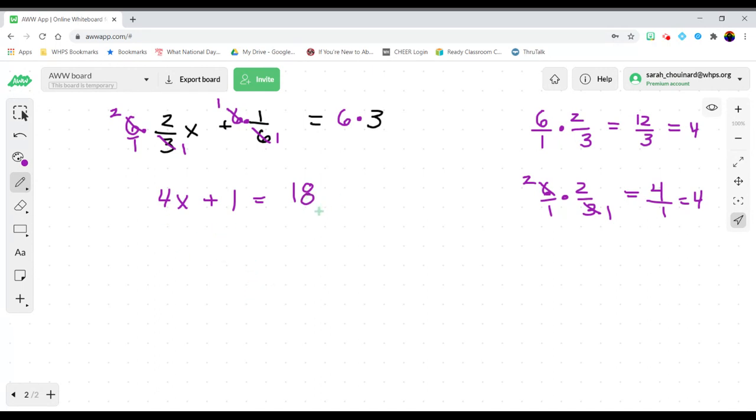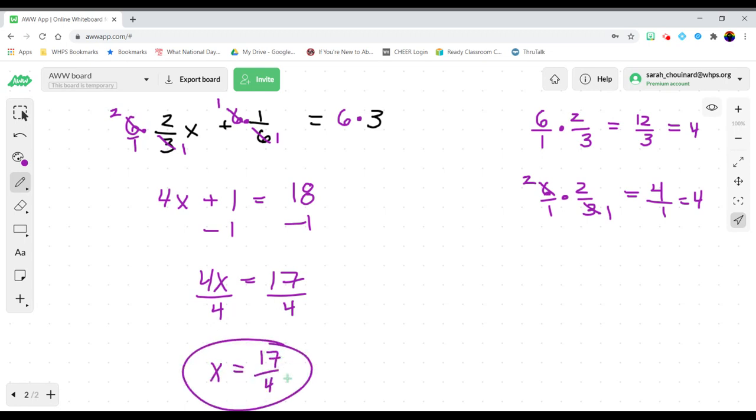Now 4x plus 1 equals 18 is a simple equation to solve. So we are going to subtract 1 from both sides. That gives us 4x equals 17. And then all I need to do is divide both sides by 4. And we leave our answers as improper fractions. You don't need to go any further. I don't want 4.25. I don't want 4 1/4. I want 17 over 4.